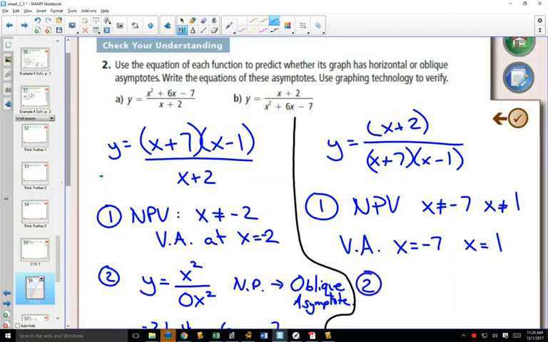Secondly, what's the highest power in this whole equation? It's an x squared. We have 1x squared in our denominator. We have no x squareds in our numerator. Anytime the degree is bigger in your denominator than your numerator, you will have a horizontal asymptote at y equals 0.